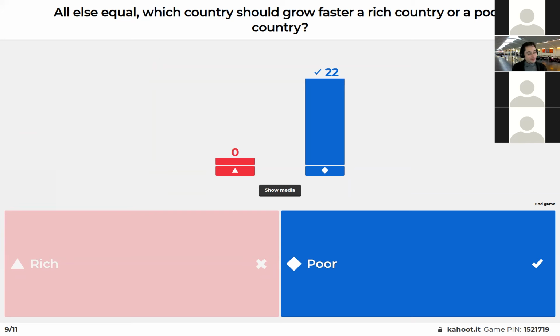So what is equal here? We're assuming that technology is growing at the same rate. We're assuming the population is growing at the same rate. We're assuming everything is the same except for one country has less, say, capital stock than the other country, and correspondingly less output per unit of human capital. So then the poor country is going to grow faster, right? They're going to start farther to the left on our curve.